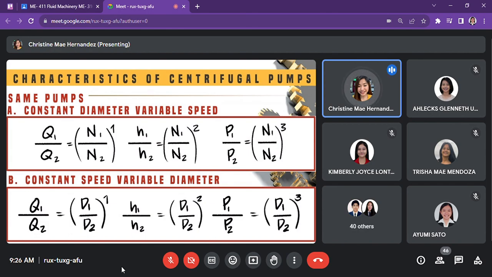So, that is our affinity loss. For constant speed and variable diameter, Q1 over Q2 is equal to D1 over D2 raised to 1. H1 over H2 is equal to D1 over D2 raised to 2. And P1 over P2 is equal to D1 over D2 raised to 3. So, that is for a centrifugal pump. We have the pump affinity loss.